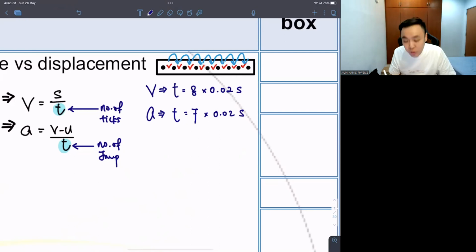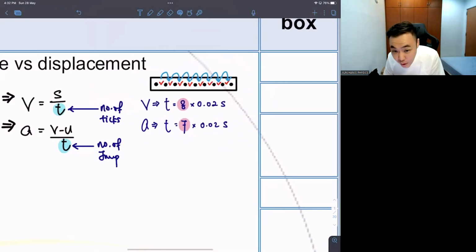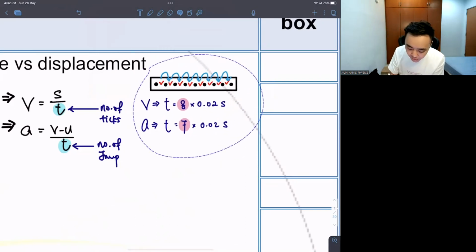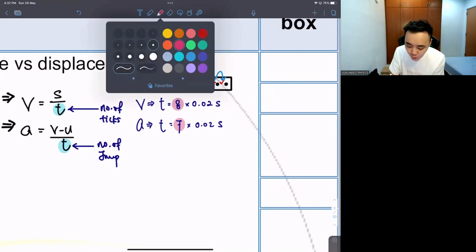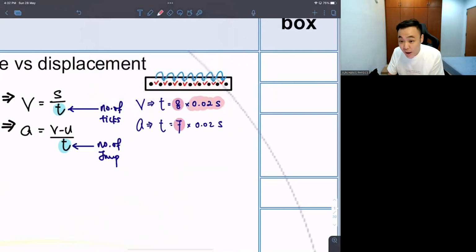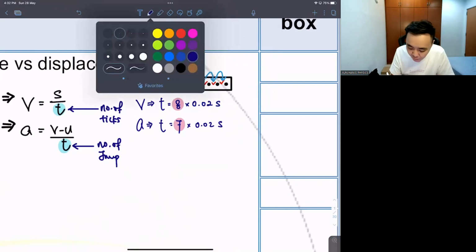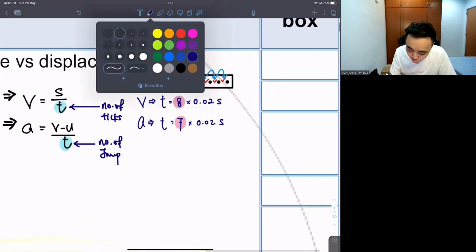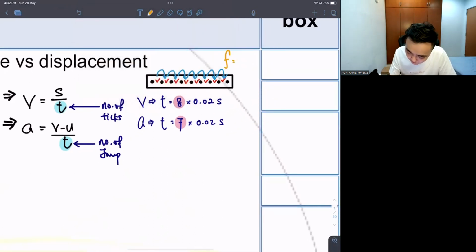So this is where people lose their marks. Because sometimes it's 8, sometimes it's 7. It's the same tape, you know. But why is it so? Because ultimately, you are calculating different things. For velocity, we calculate number of ticks. For accelerations, we calculate number of jumps. And of course, you ask, what's with this 0.02? This one is not exactly fixed, but usually it is 0.02. I tell you what, do you recall seeing this before?